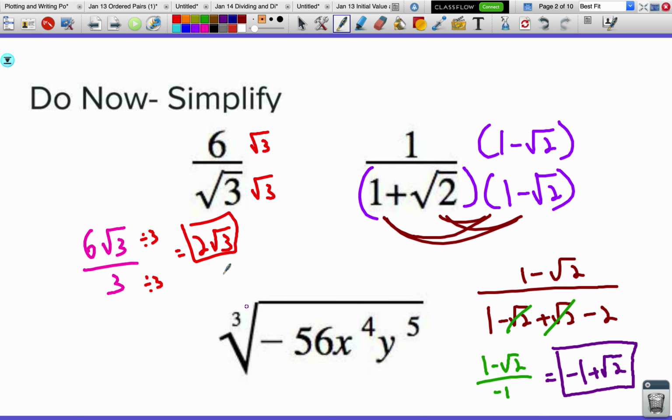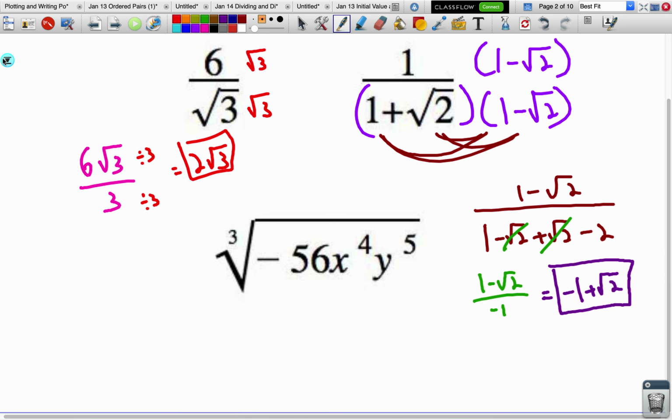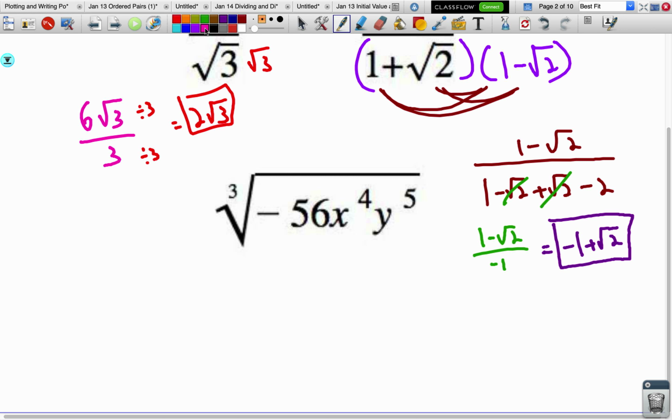All right, and our last one, this cubed root here, I'm trying to remove perfect cube factors. So it's useful to write down some perfect cubes, like 2 cubed is 8, 3 cubed is 27, 4 cubed is 64. Let's see, 27 does not fit into 56 evenly. 8 does. 8 times 7. With the negative, a negative can just jump out.